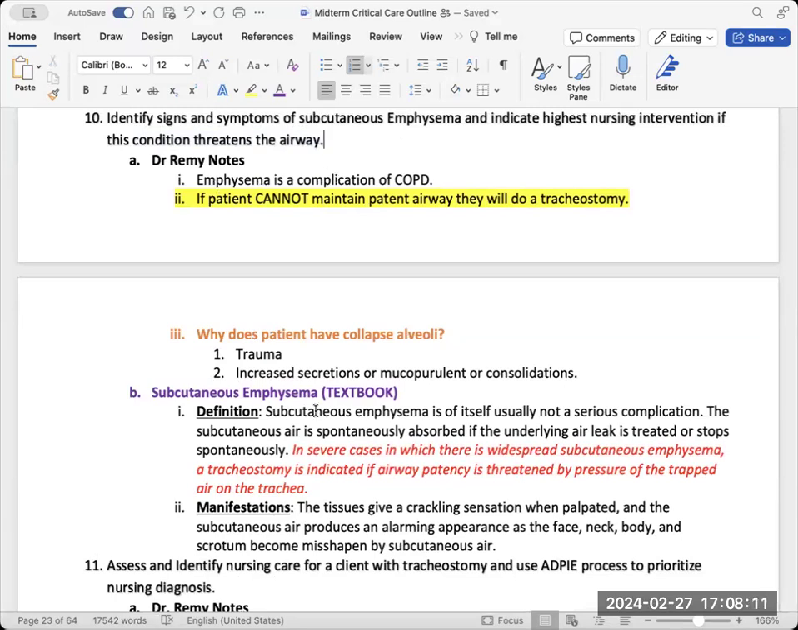So, basically, the textbook says the definition of subcutaneous emphysema is not really a serious complication, but if air keeps leaking or there's some sort of problem with absorption of air, it can lead to the need for a tracheostomy. So she said the highest level of intervention for someone who has subcutaneous emphysema and there's a problem with the airway, they're going to get a trach. They're going to get a tracheostomy. Just know it like that.